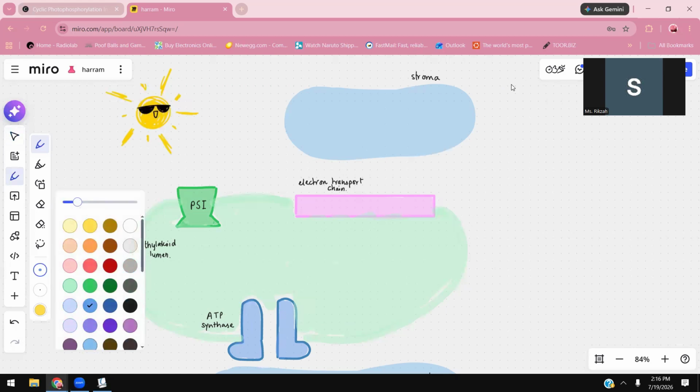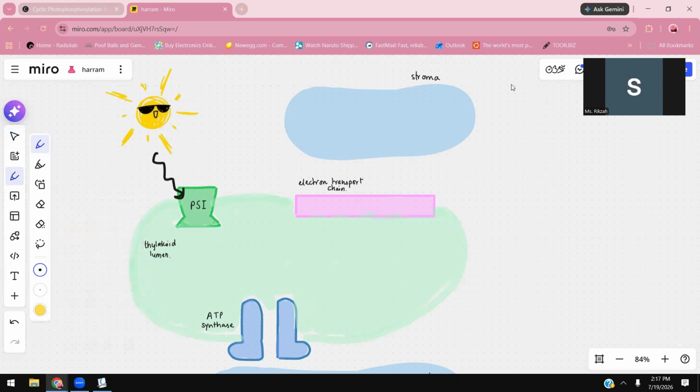So let's say my photosystem 1 absorbs energy from the sun and an electron is excited. This electron is now going to move to the electron transport chain, does the work, comes back. Are we noticing the movement of this electron? It absorbs energy, moves out of photosystem 1, goes to the electron transport chain, does the work, comes back. This is cyclic in nature because the original electron that was excited comes back home to photosystem 1. And this is the reason why we call this cyclic photophosphorylation.